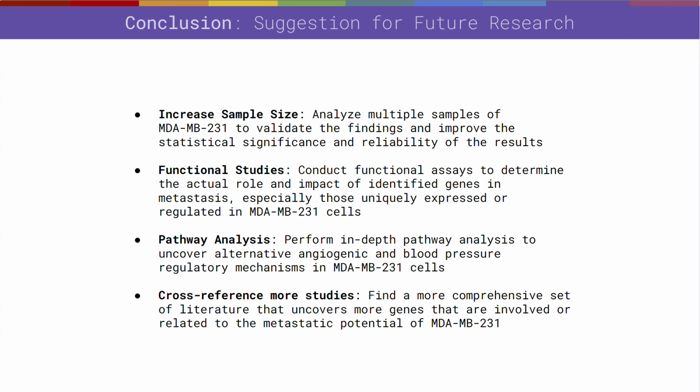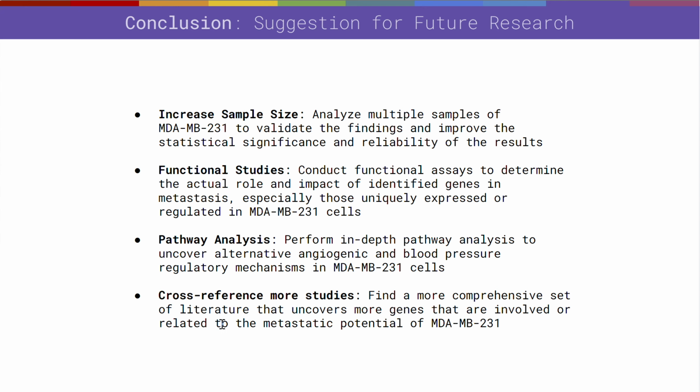So basically, this lets me say that for future suggestions, we could be looking at an increased sample size for MDA-MB-231 to validate the findings and prove the statistical significance and reliability of the genes we find. We could also conduct functional assays to look into the impact of genes in metastasis, especially those that are specific to MDA, so more experimental designs. Or we could do pathway analysis and perform an in-depth look into angiogenesis, like the findings we just got, why such behavior exists, and in terms of blood vessel formation and blood pressure regulation mechanisms in this specific cell line.